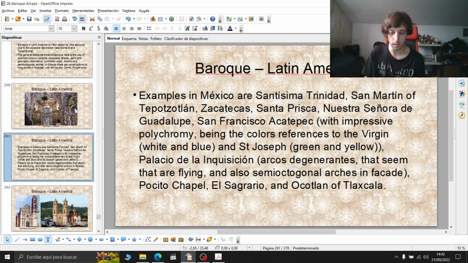Examples in Mexico are Santísima Trinidad, San Martín of Tepoztlán, Zacatecas, Santa Prisca, Nuestra Señora de Guadalupe, San Francisco Acatepec, with impressive polychromy, the colors being references to the Virgin, white and blue, and Saint Joseph, green and yellow. Palacio de la Inquisición, with arcos degenerantes that are flying, and also semi-octagonal arches in the facade. Pocito Chapel, El Sagrario, and Ocotlán of Tlaxcala. Here you see.